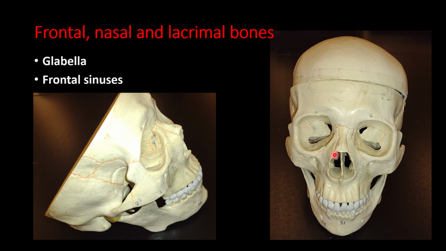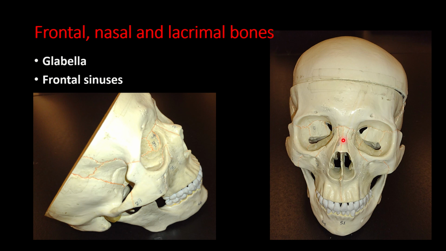Now some individual bones, some features that were not discussed before. So let's talk about the frontal bone. So this is the forehead area. This area between the eyebrows, this is called glabella, and lateral to that you have the frontal sinuses. You also have the supraorbital margin and supraorbital foramen. That's part of the frontal bone.